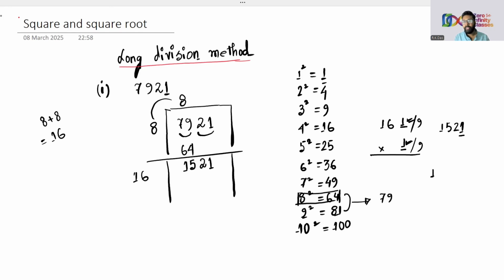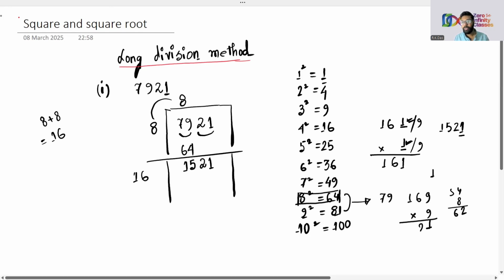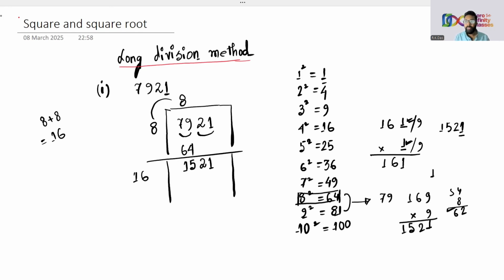If we take 1, then 161 into 1 will be 161. But if we take 9, then see what will happen. 9 9s are 81, 8 and 1 in hand. 9 6s are 54, 54 and 8, 62, 2 and 6 in hand. 9 1s are 9, and 6 in hand, that means 15. So perfectly we are getting 1521. So here we write 9, and here also 9. So 1521 and nothing is left.